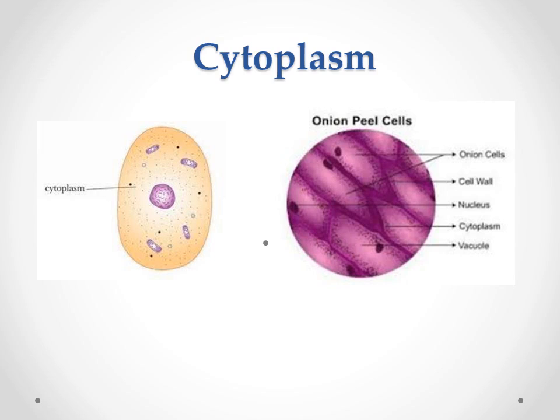In animal cells, cytoplasm is more granular and dense, while in plant cells it is thin and mostly pushed to the periphery due to the larger central vacuole. This you can see in this microscopic picture of onion peeling. Just look at the cytoplasm. It is mostly pushed to the periphery because of the larger central vacuole.